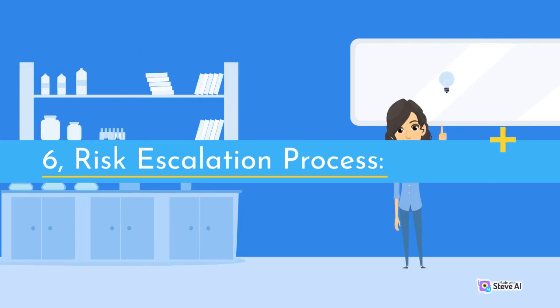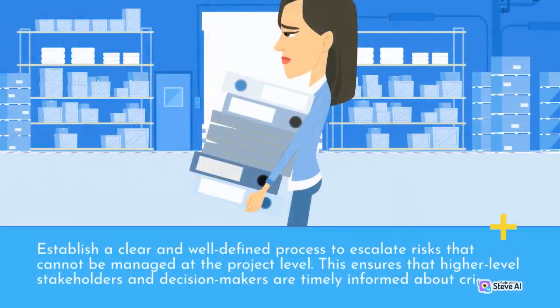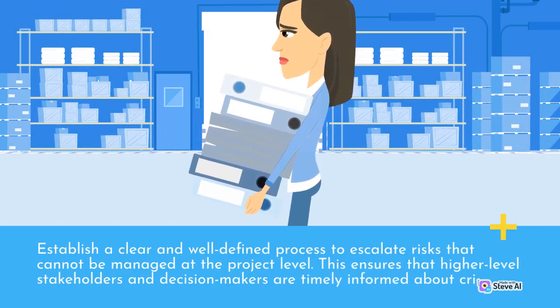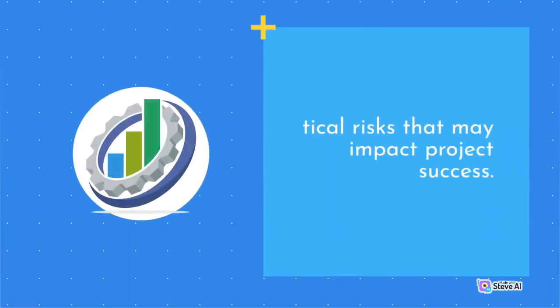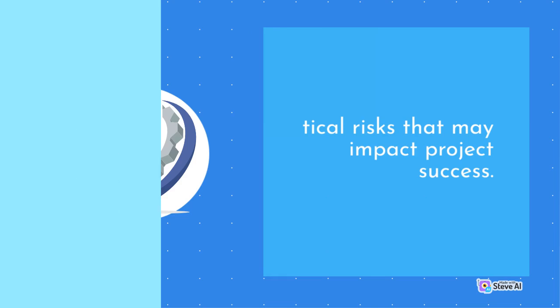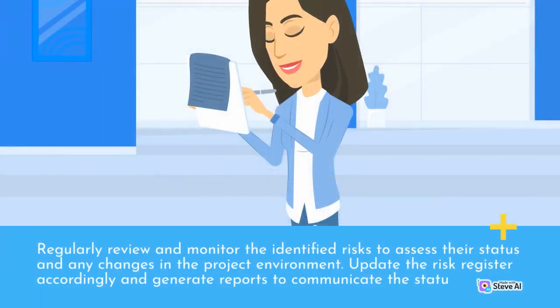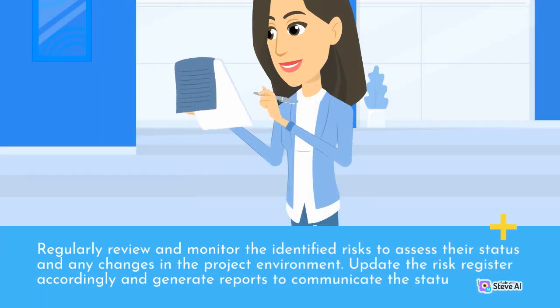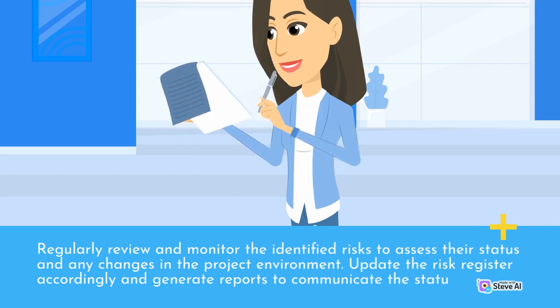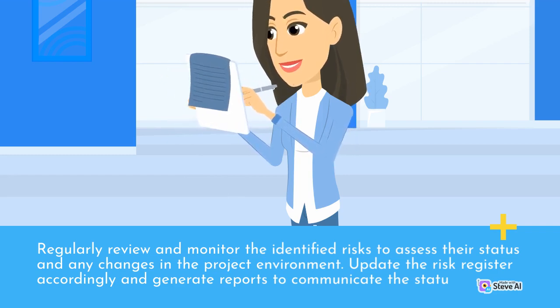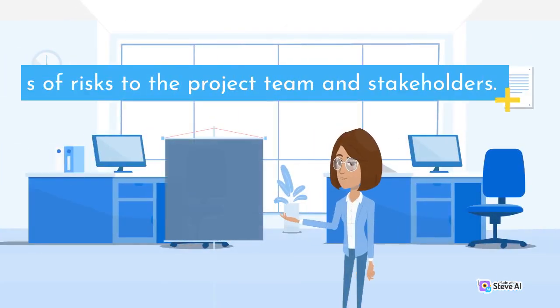6. Risk escalation process. Establish a clear and well-defined process to escalate risks that cannot be managed at the project level. This ensures that higher-level stakeholders and decision-makers are timely informed about critical risks that may impact project success. 7. Monitoring and reporting. Regularly review and monitor the identified risks to assess their status and any changes in the project environment. Update the risk register accordingly and generate reports to communicate the status of risks to the project team and stakeholders.